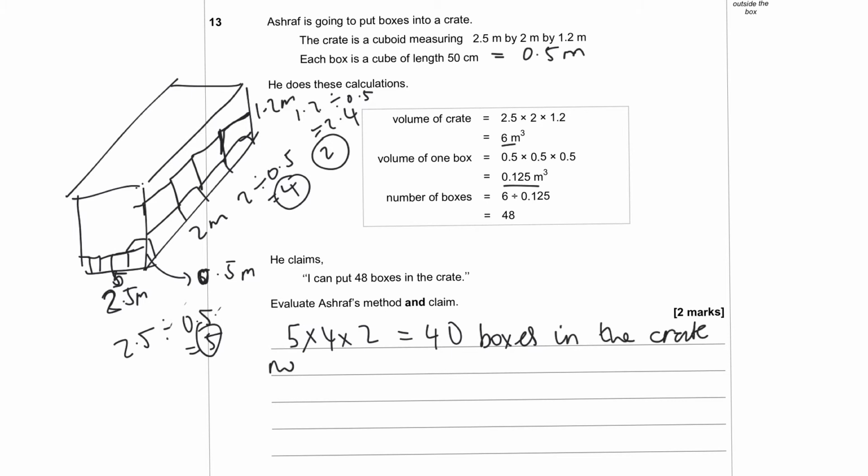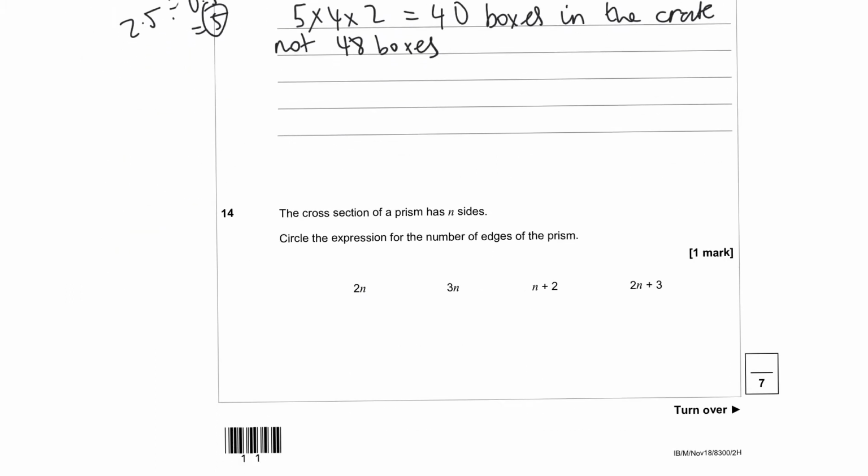not 48 boxes. Because we have to remember, with volume, it all depends on the shape of it. Even though, yes, in terms of the total volume he could probably fit 48, you can't separate the box out to now make it fit the volume. So you can never really do a volume divided by a volume, because the dimensions of the shape really matter in terms of how much you can actually fit in.